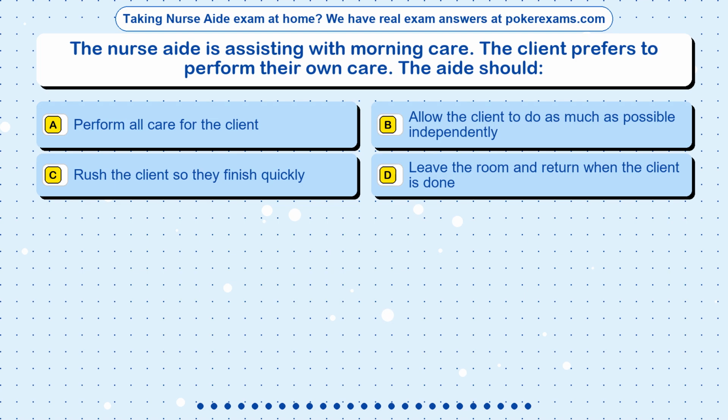Question 1. The nurse aide is assisting with morning care. The client prefers to perform their own care. The aide should: Option A, perform all care for the client. Option B, allow the client to do as much as possible independently. Option C, rush the client so they finish quickly. Option D, leave the room and return when the client is done.